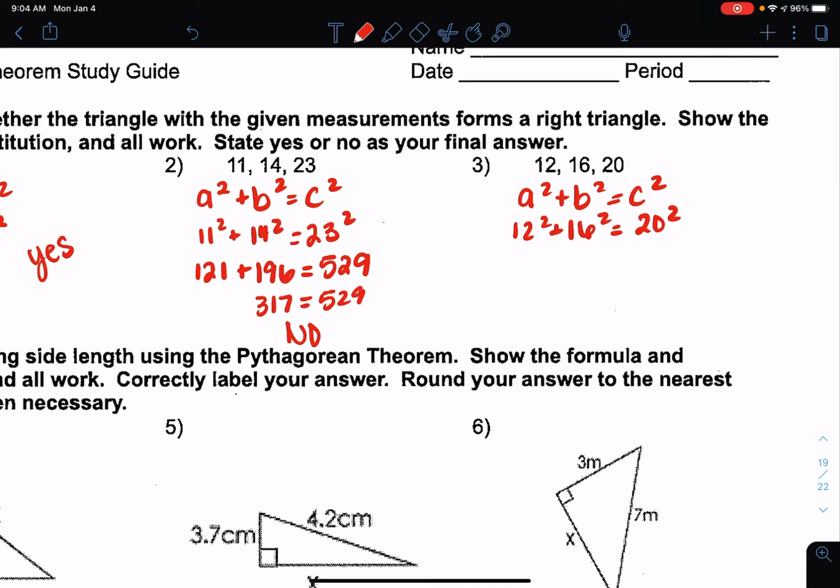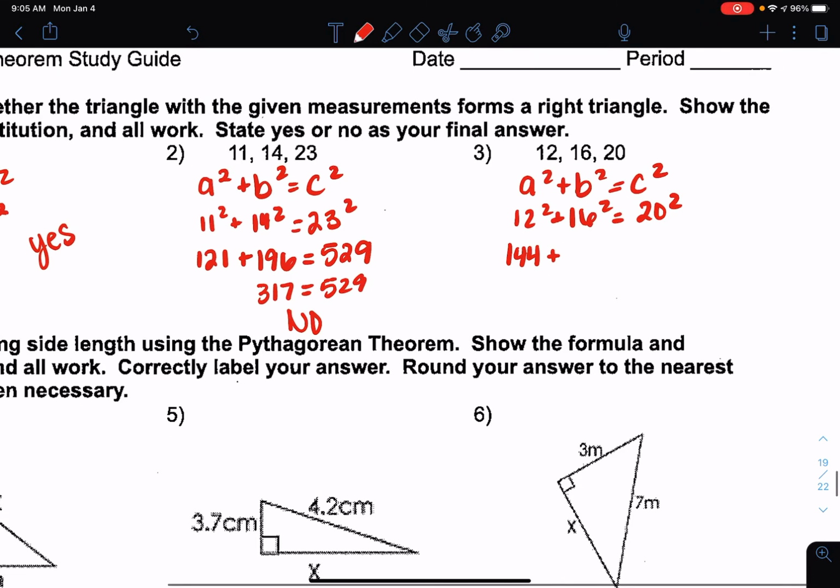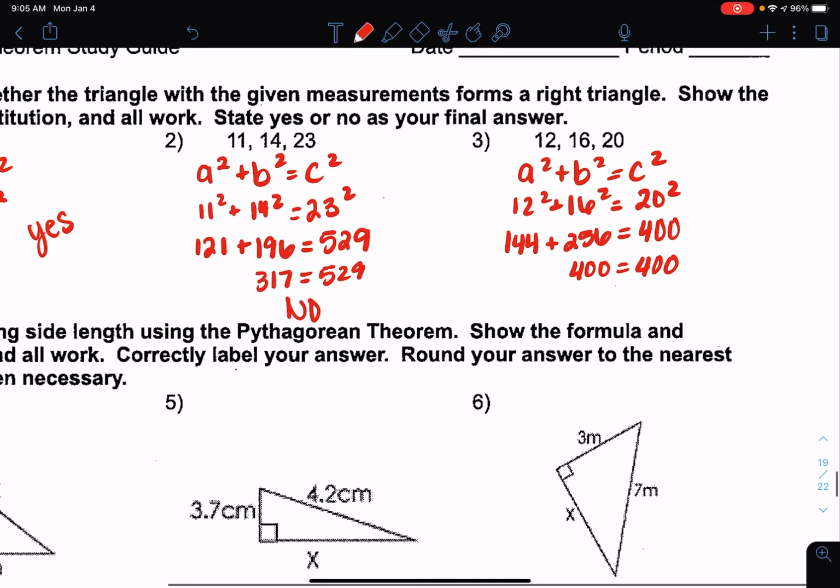12 squared is equal to 144, plus 16 squared is going to simplify to 256, is equal to 20 squared, which is simplifying to 400. Okay, I still have to add because that is the last thing I have to simplify. So 144 plus 256 is equal to 400. Okay, in this case, they both equal the same thing on both sides. So yes, this will form a right triangle.